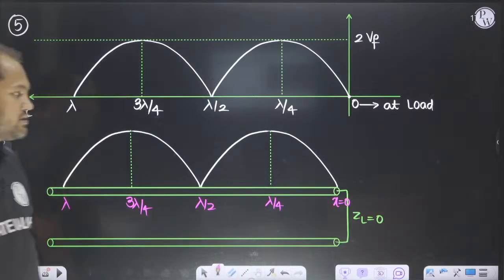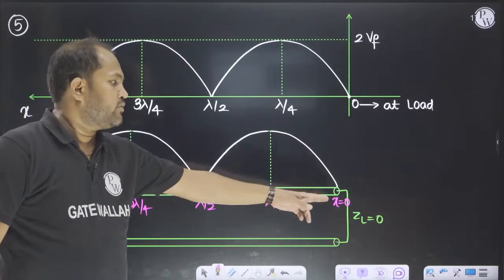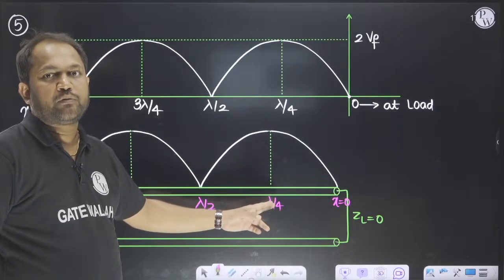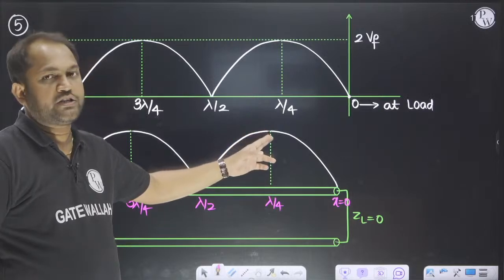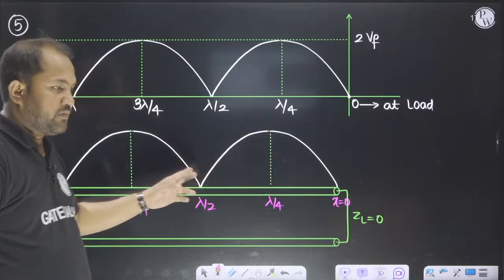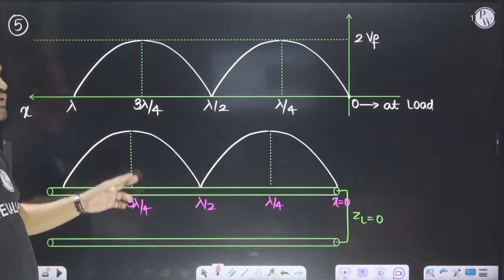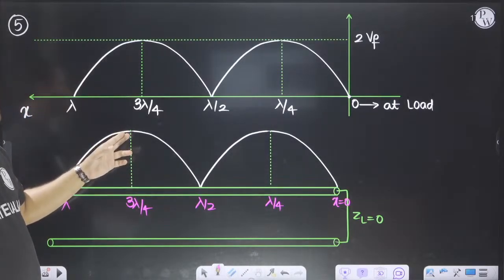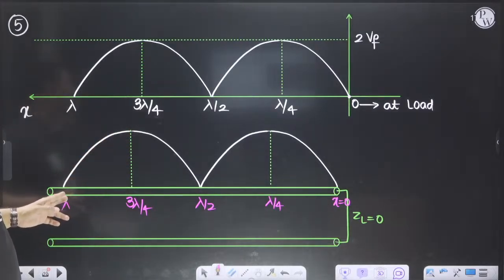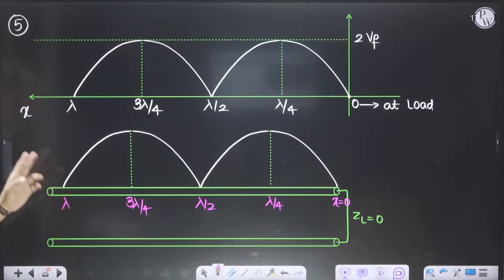I taught you the short circuit, open circuit. So short circuit, voltage minimum. At this point, the impedance is inverted. That means short circuit becomes open circuit, then voltage is maximum. Here it will become short circuit, image impedance, so voltage is minimum. Here at 3 lambda by 4, it will be inverted, so voltage maximum. Here at lambda, short circuit, voltage is 0. So this is the graph of voltage on the transmission line.